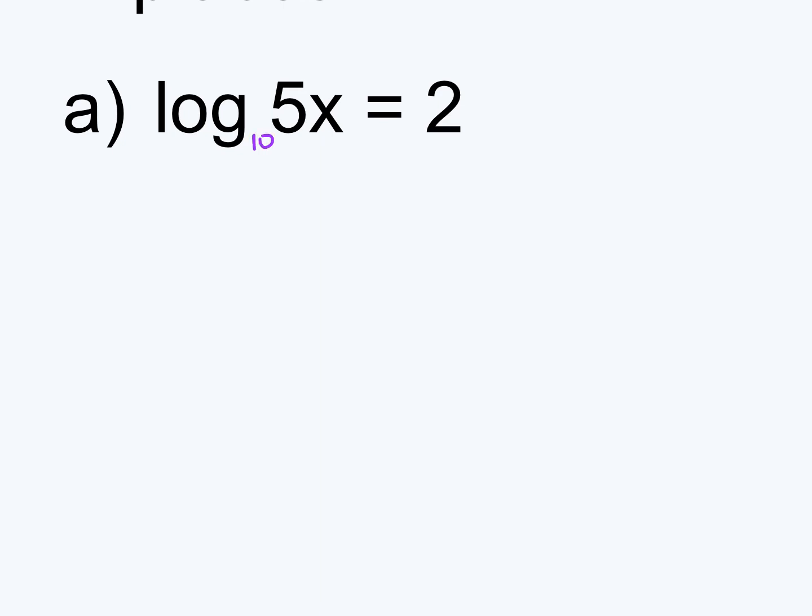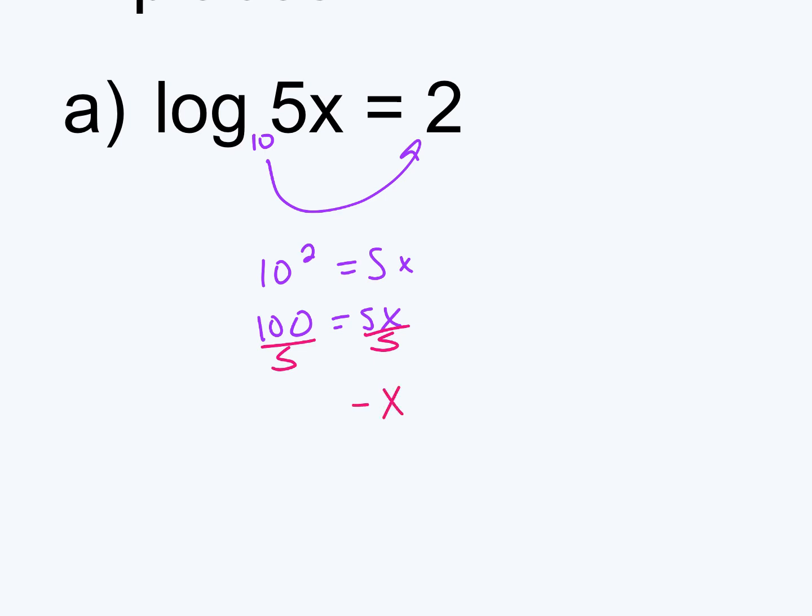Good. I've got one log. The base isn't there yet, which means it's 10. 10 comes over and picks up the 2, drops off leaving the 5x. That means 100 equals 5x. Divide both sides by 5, and x is 20.